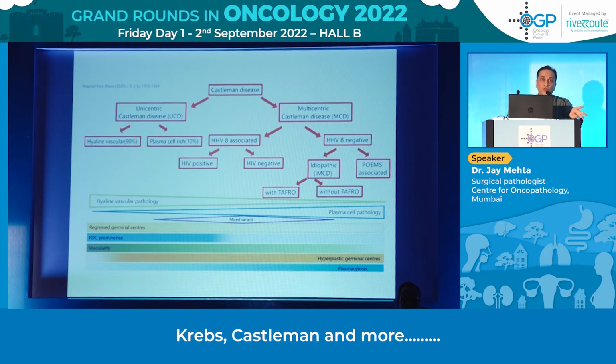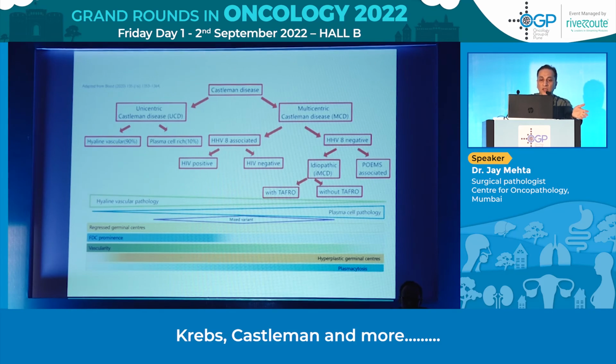Multicentric is either HHV8 associated or HHV8 negative. The HHV8 associated might be HIV positive, but remember there will be HIV negative patients which can also have an HHV8 association. So do not hold back from investigating for HHV8 if the patient is not HIV positive. The ones which are HHV8 negative, which are not HIV positive, are called idiopathic multicentric Castleman disease. They may be associated with the syndrome called TAFRO. And lastly, you can have an HHV8 negative POEMS associated Castleman disease.